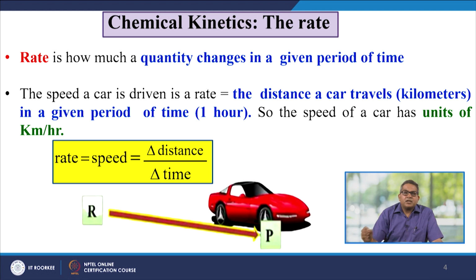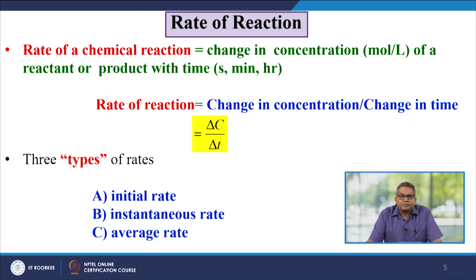The rate is how much quantity of change occurs in a given period of time. Like the speed of a car is given as a rate, that is, the distance the car travels, usually in kilometers or meters, in a given period of time, like 1 hour or 10 minutes. So the speed of a car has the unit of kilometer per hour, and the rate is equal to speed, that is, the distance traveled divided by the time.